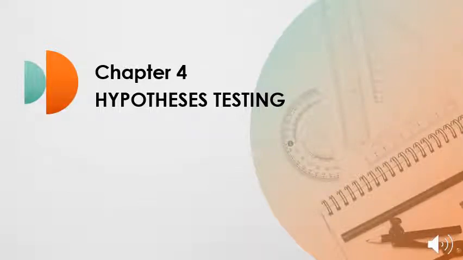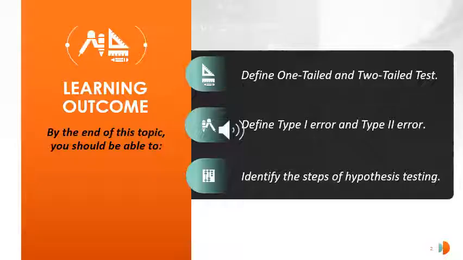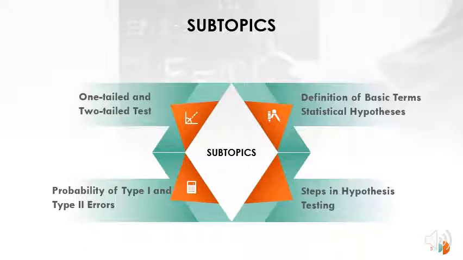I will be covering Chapter 4 on hypothesis testing. Learning outcome. By the end of this topic, you should be able to define what it means by one-tailed and two-tailed tests, define type 1 error and type 2 error, and also identify the types of hypothesis testing. Basically, the subtopics involved are one-tailed and two-tailed test, definition of basic terms of statistical hypothesis, followed by probability of type 1 and type 2 errors, and lastly, the steps involved in hypothesis testing.